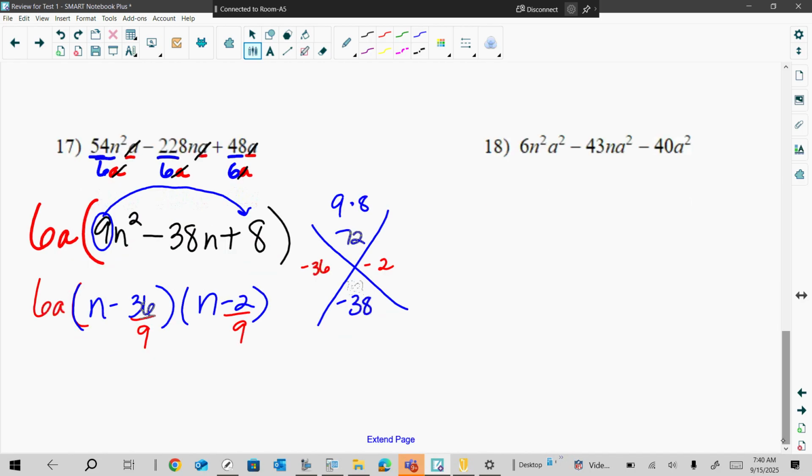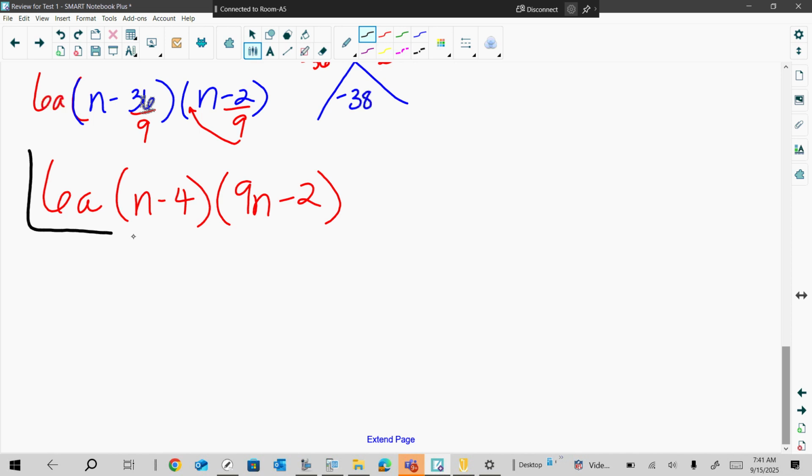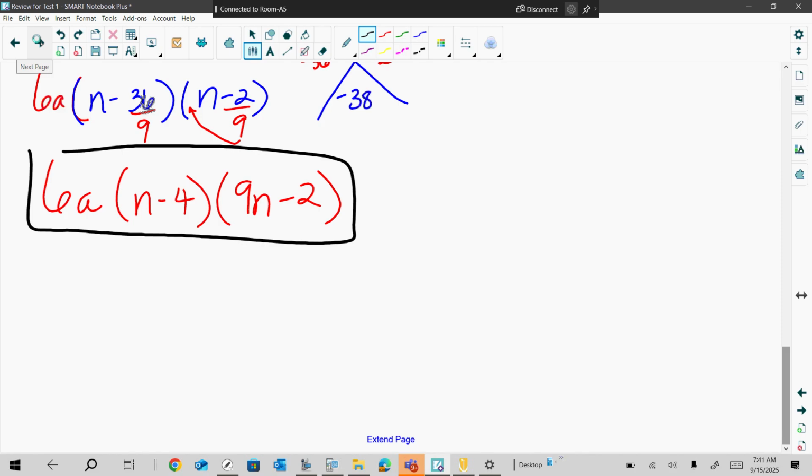So I can reduce the 36 over 9. I cannot reduce 2/9, so this is going to be bottom up to the front. The whole answer is 6a. That's one of our factors. The next factor is n minus 4. And the next factor is 9n minus 2. So you always check for GCF. Use your calculator to help with your 3 terms.